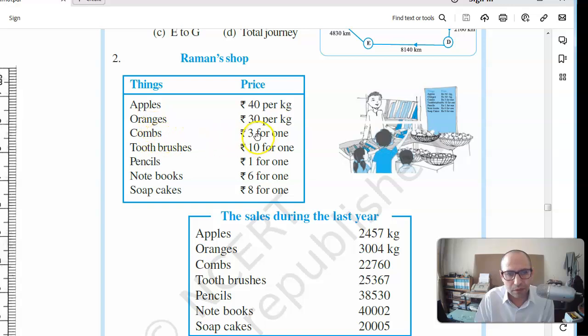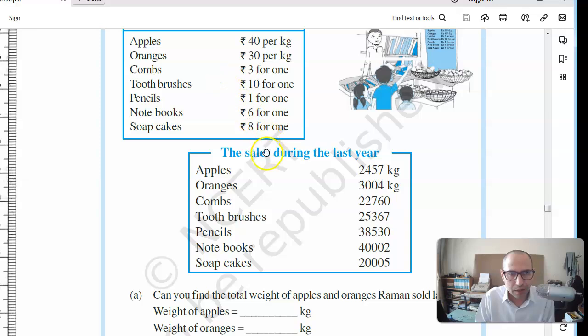But for the other items, it is 3 rupees for one, 10 rupees for one, meaning for one item you have to pay 3 rupees, 10 rupees, 1 rupee, and so on, right? And then we have the sales during the last year, meaning the items that have been sold during the last year have been listed. For example, 2,457 kilograms of apples, 3,004 kilograms of oranges, 22,760 combs, 25,367 toothbrushes, and so on and so forth, right?